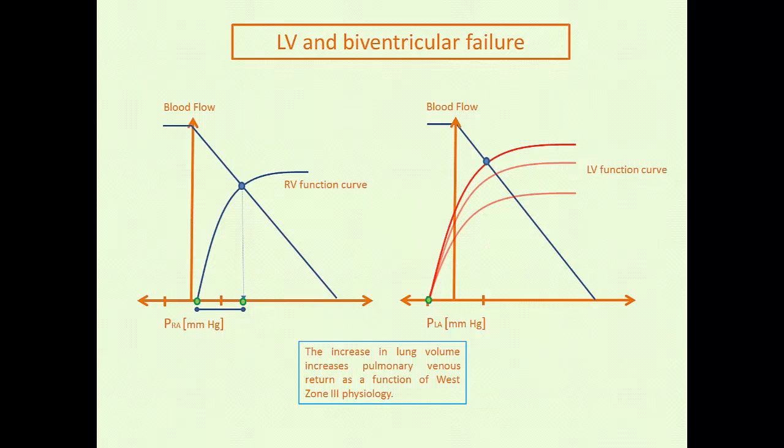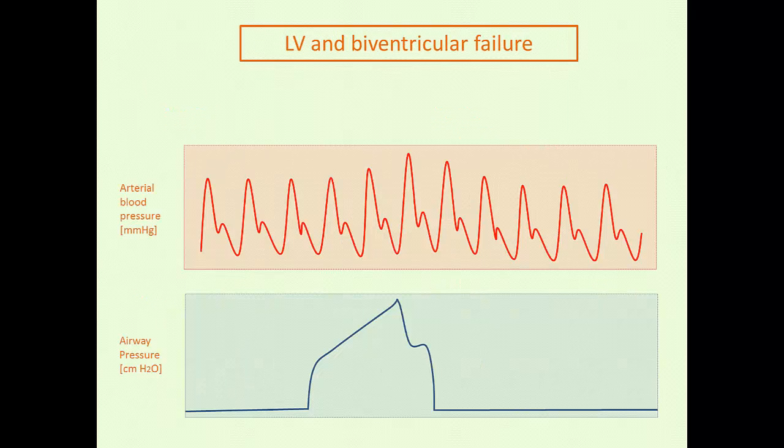The increase in lung volume tends to increase pulmonary venous return as a function of West Zone 3 physiology. Well, guess what? You shift pulmonary venous return rightwards. So not only are you lowering left ventricular afterload and improving its compliance, you're also giving it more preload. So you can see that this patient will have a D-up. Okay, but this patient, as we started at the beginning of the thought experiment, is not fluid responsive. So you may see a physiology like this in an overloaded patient.